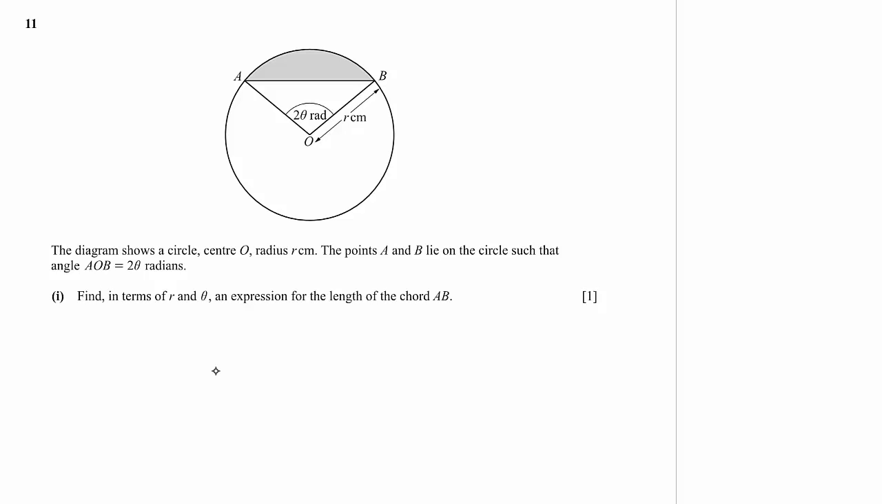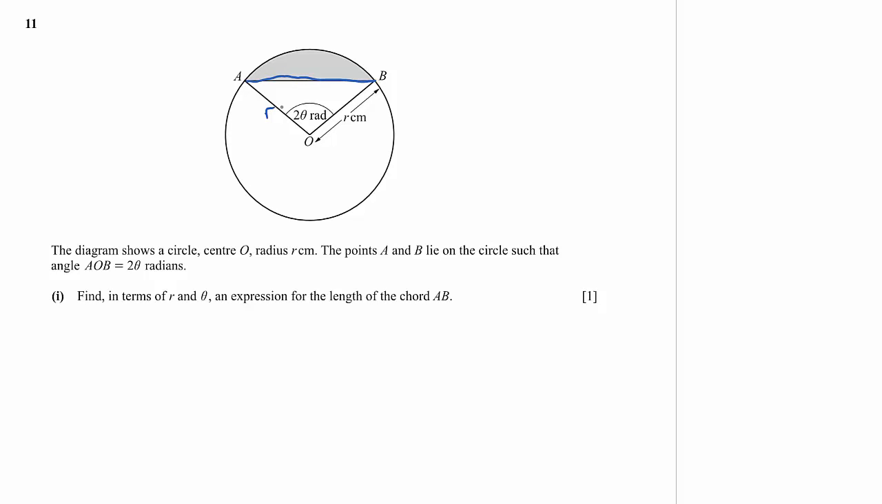The diagram shows a circle, centre O, radius r centimetres. The points A and B lie on the circle such that the angle AOB is 2 theta radians. Find, in terms of r and theta, an expression for the length of the chord AB. So that's the chord, this one here.